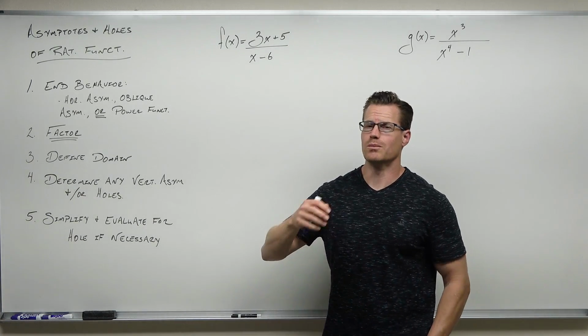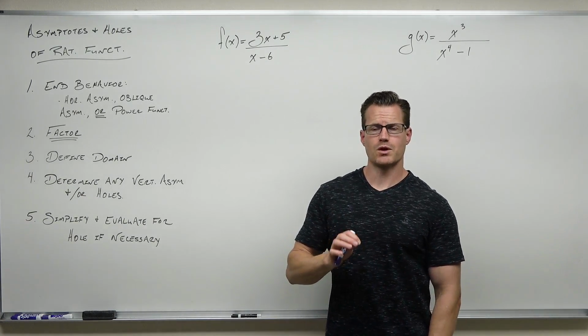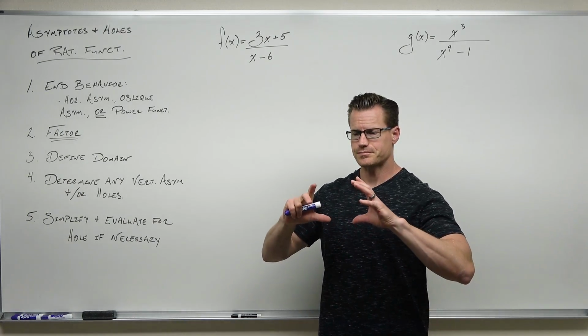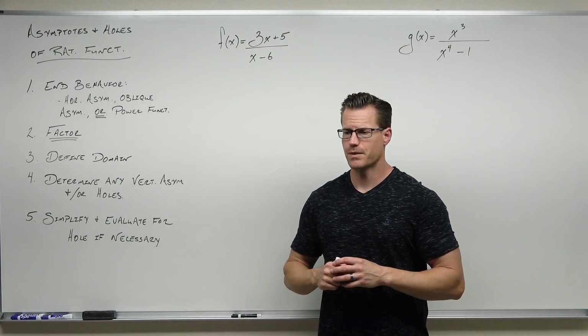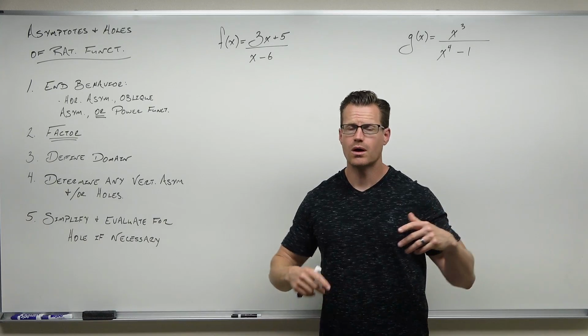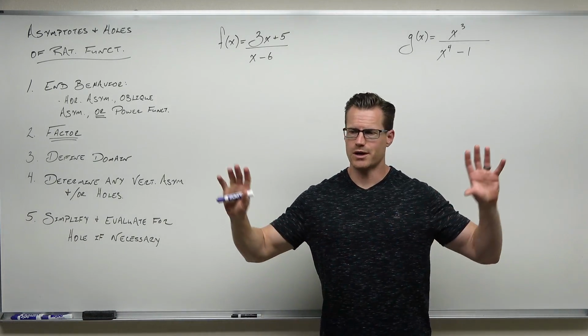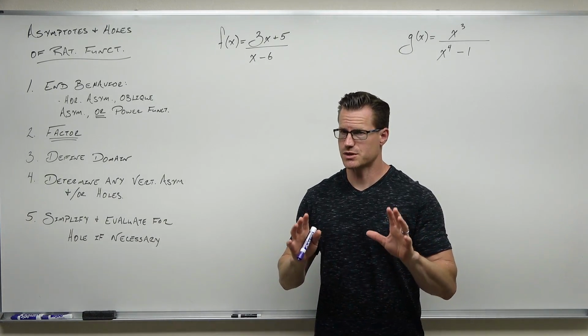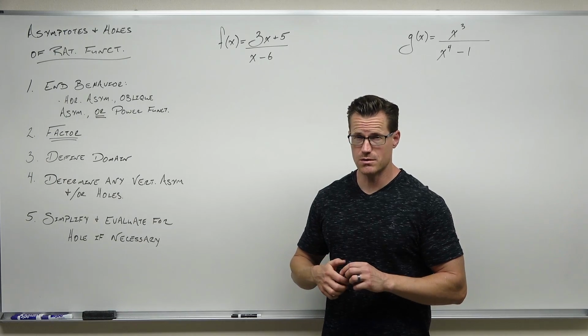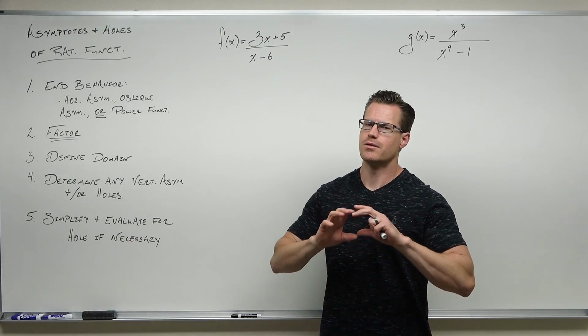So the first thing we want to do, find your end behavior first. Your end behavior includes either a horizontal asymptote or an oblique asymptote or just straight up end behavior. You're not going to have all of them, just one of them. We're going to use leading terms to do that. After you've done that, then factor.